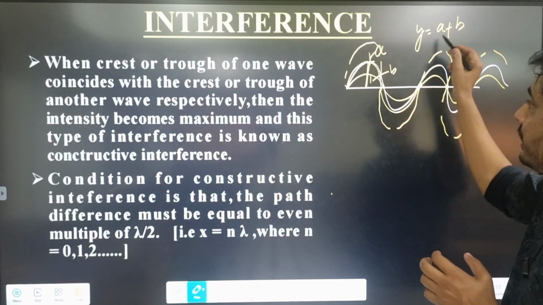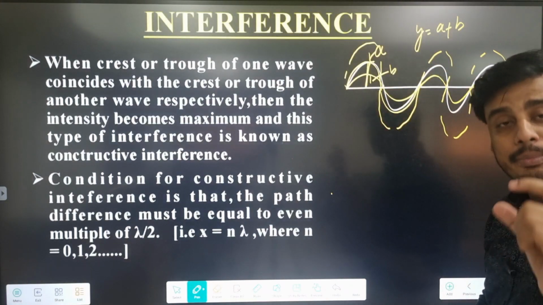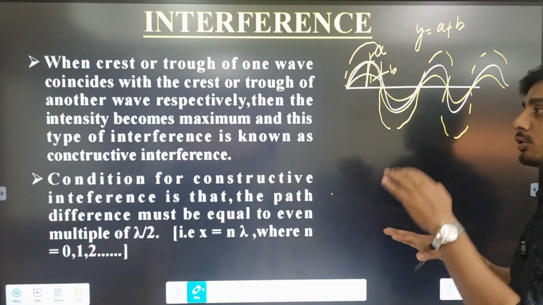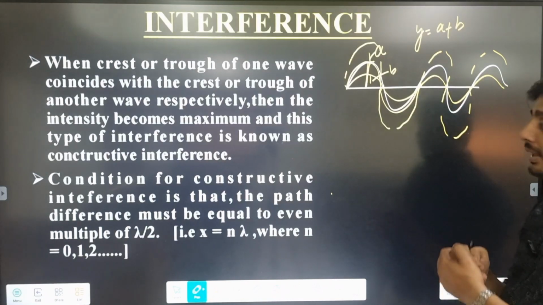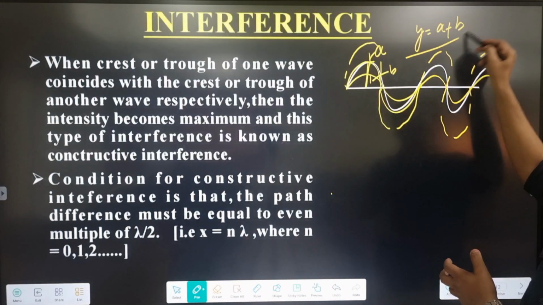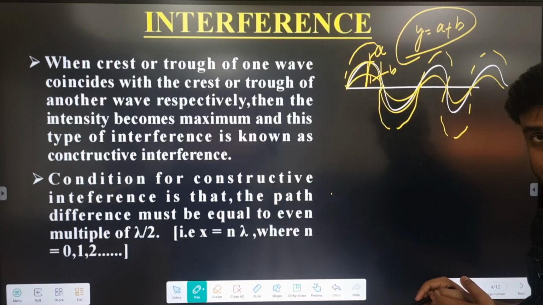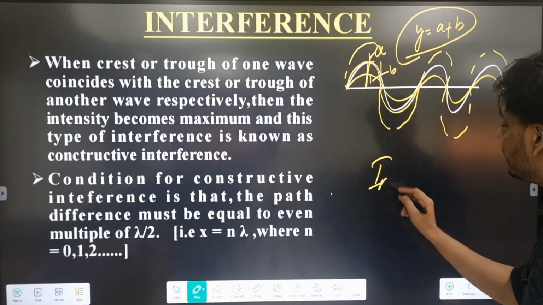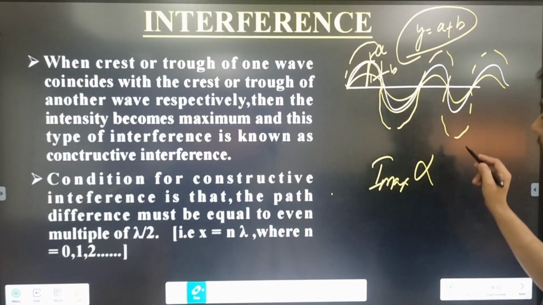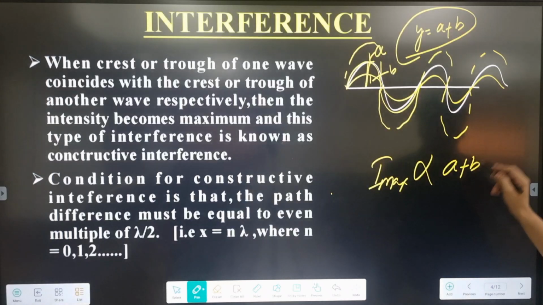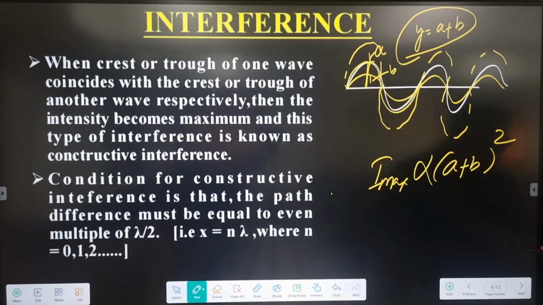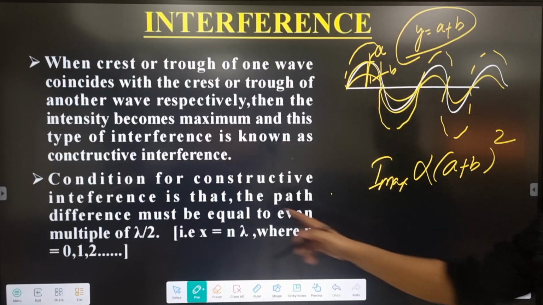So if A and B are the amplitudes of the first wave and second wave which superpose or overlap constructively, then the resultant will be of amplitude A plus B, and the maximum intensity is directly proportional to (A plus B) squared because of the square of the amplitude. Clear?